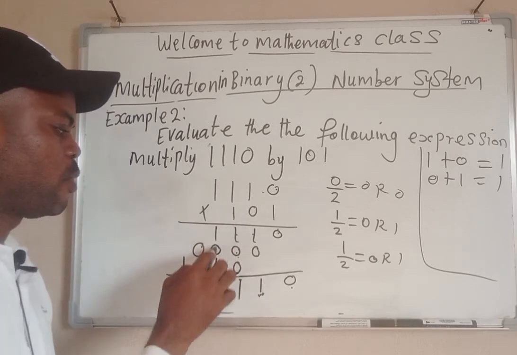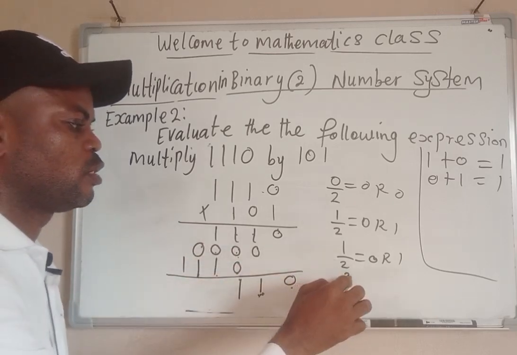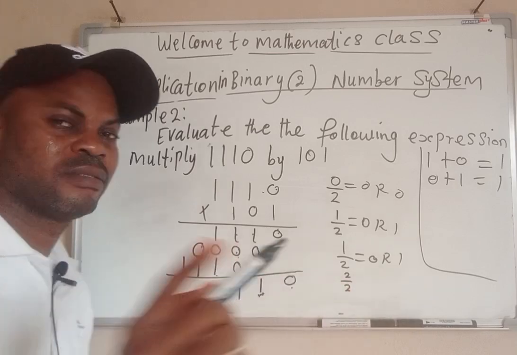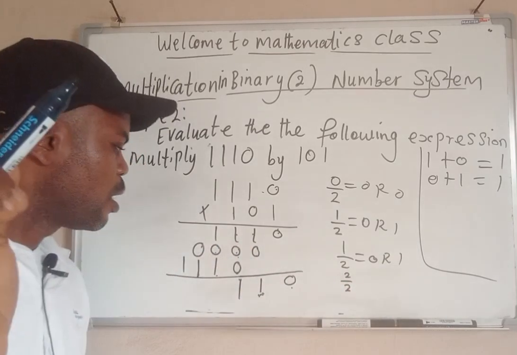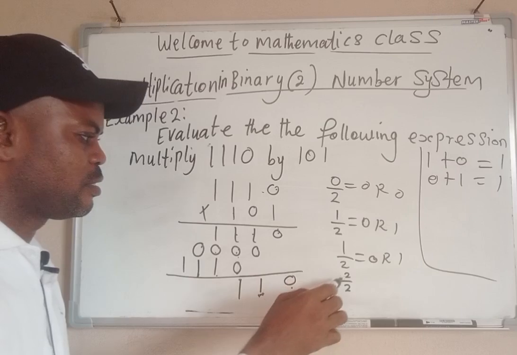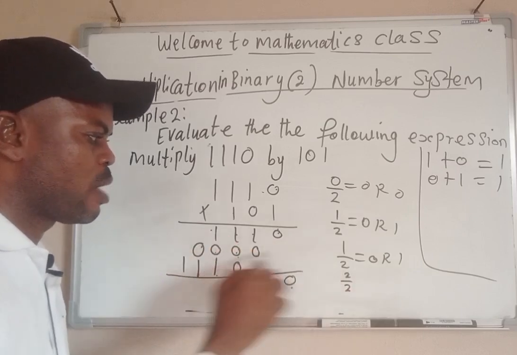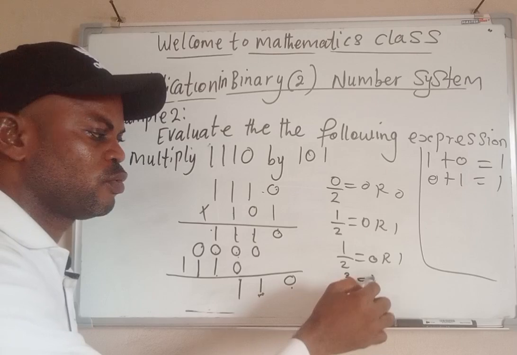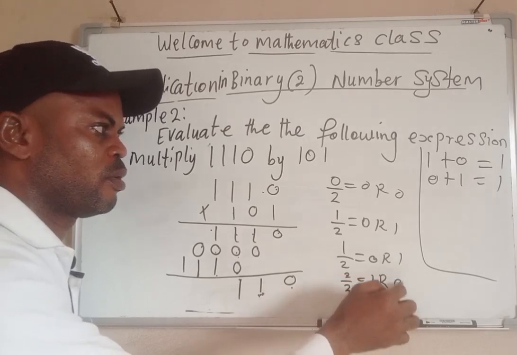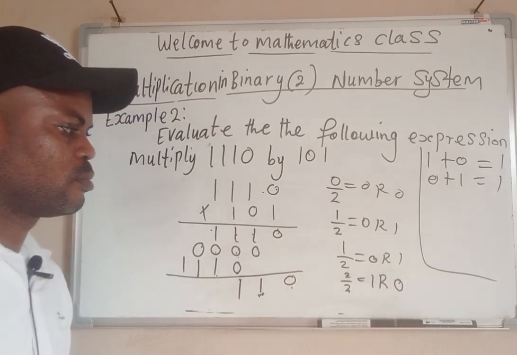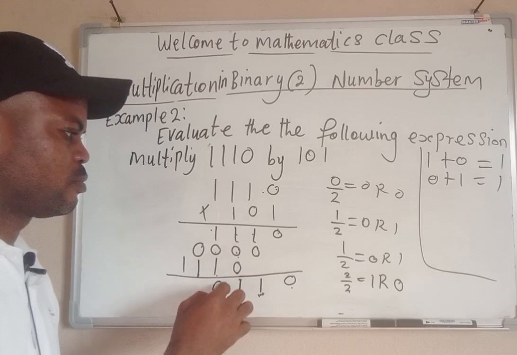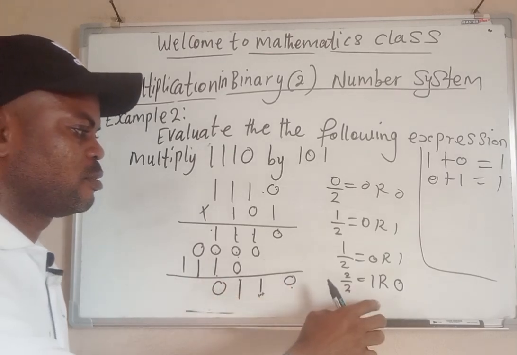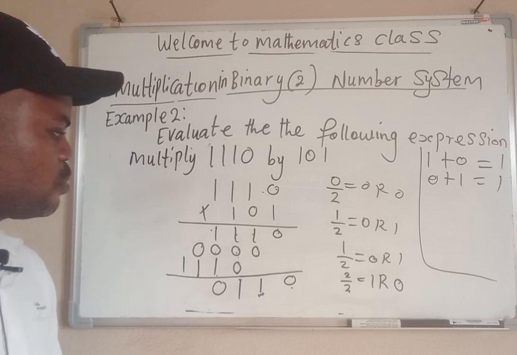The next line, 1 plus 0 plus 1 is 2. You say 2 divided by the 2. 1 plus 1 is 2. Divide by the base, because you're working in base 2, which gives you 1, remainder 0. You write down the 0.